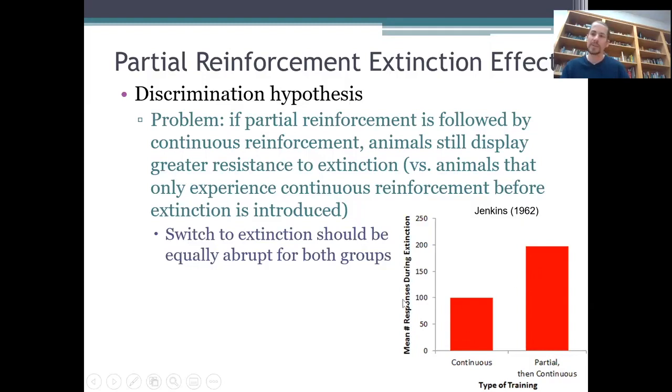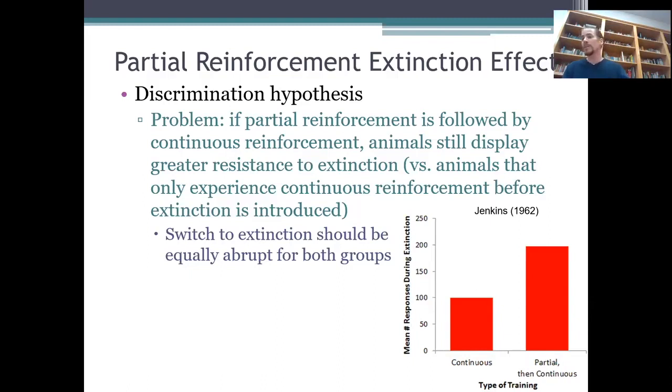Okay, so this graph is showing the average number of responses that were made by both groups of pigeons over the course of 10 extinction sessions. And as you can see, the ones who were originally on the partial schedule made about twice as many responses during extinction as the ones who only experienced continuous reinforcement. Okay. Now, other studies like this have been done too with similar results.